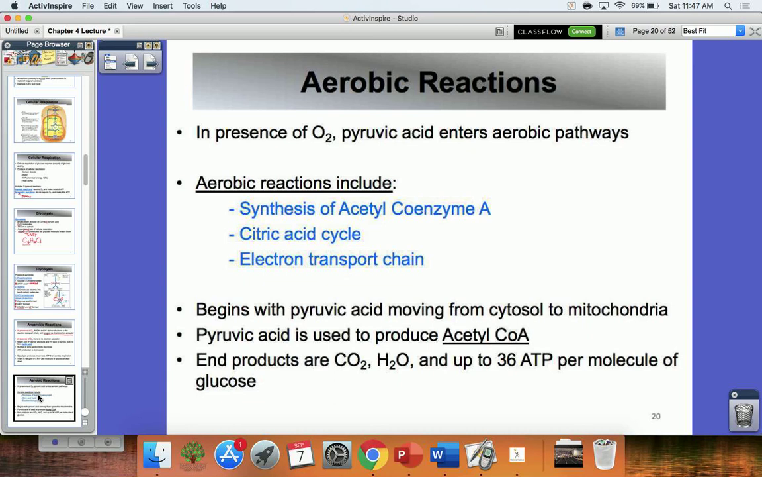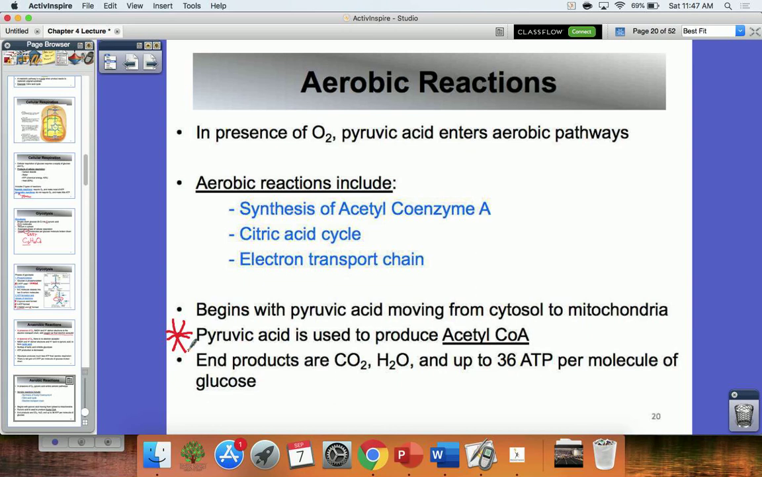So the very first thing that's going to happen, there are a series of reactions, and I'm not going to ask you everything that happens within and in all the different precursors, but what you do need to know is that those two pyruvic acid molecules are going to be used to produce a coenzyme, and that coenzyme is called acetyl-CoA.